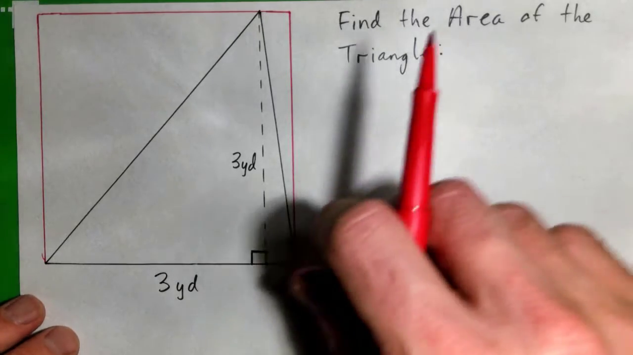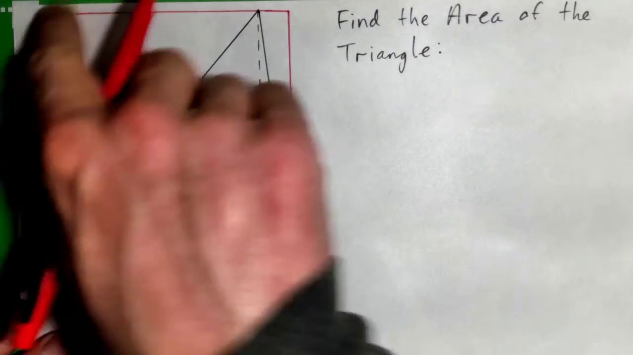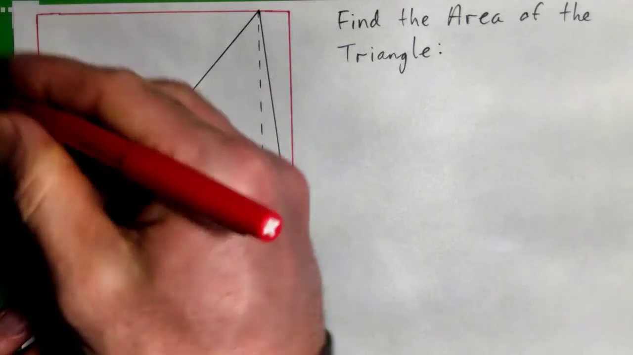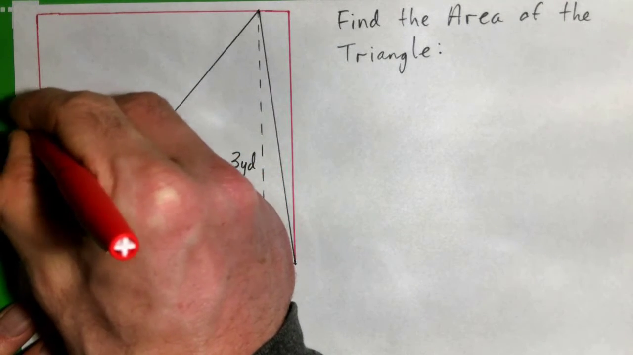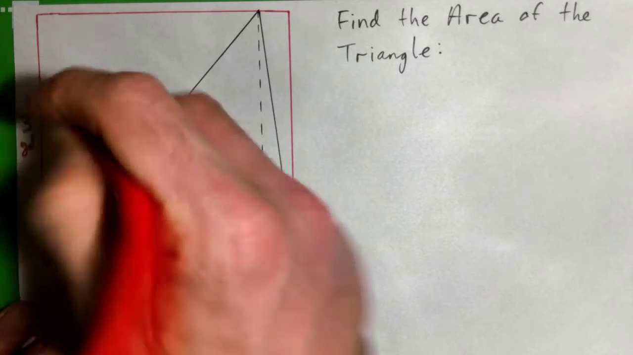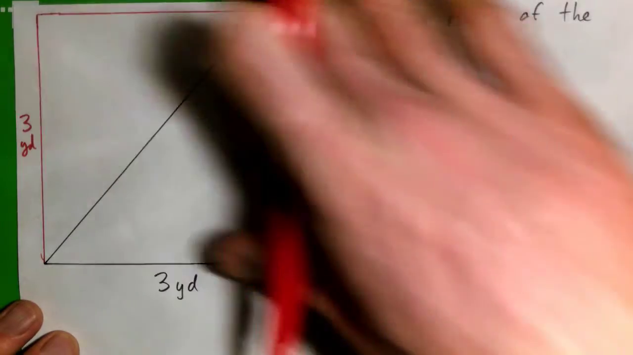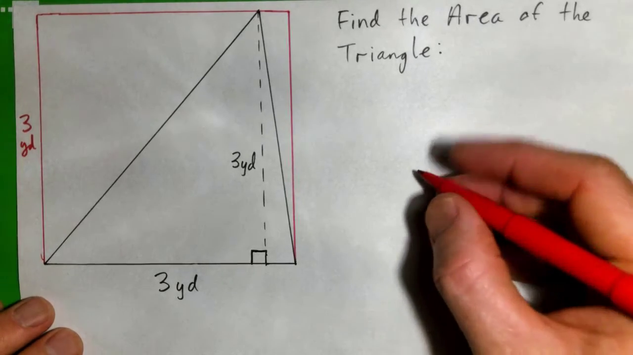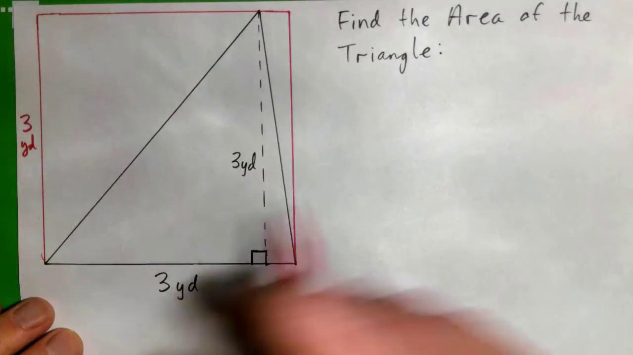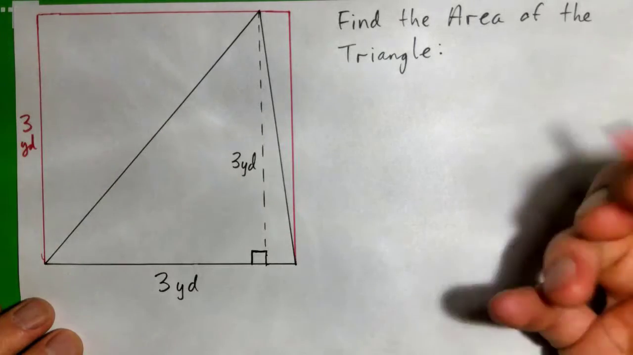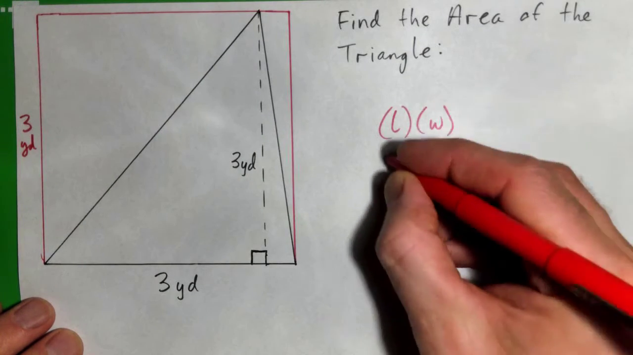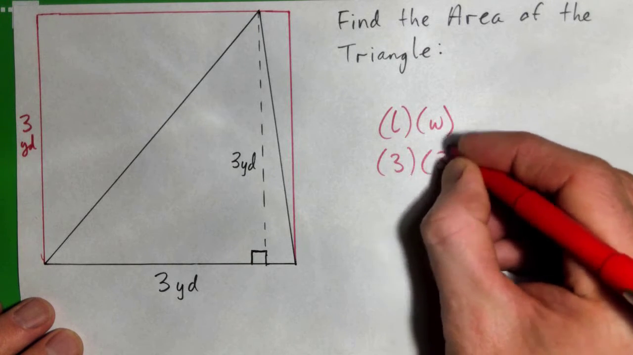So basically, what we have is a square that's 3 yards on each side. So this side is 3 yards. Every side is 3 yards in length, and the area of that square is just the length times the width, like a rectangle. Or 3 times 3.